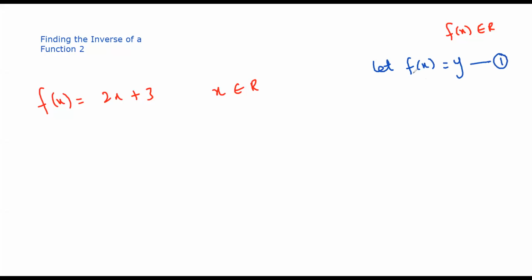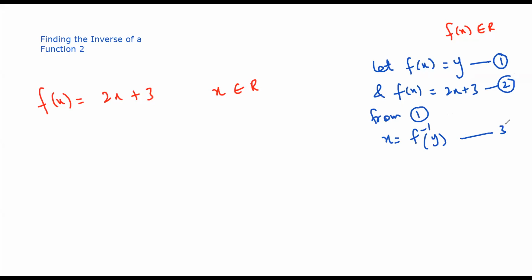Okay, now you will start by saying let f of x equal to y. This is your equation number 1. And then you say, okay, your f of x is already 2x plus 3. This is your equation number 2. Anyhow, no problem. Now, from 1, we can say that x is equal to f inverse of y. That is your third equation.